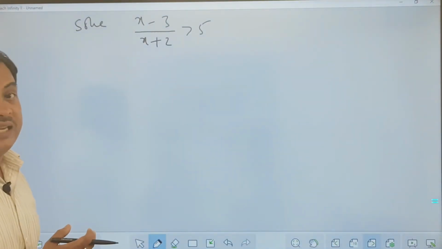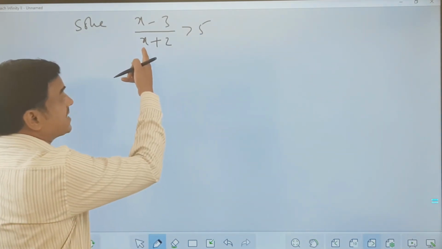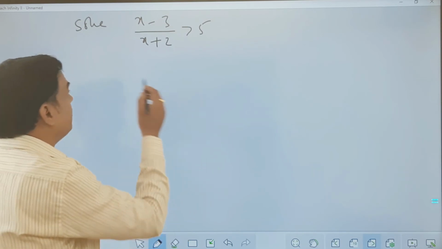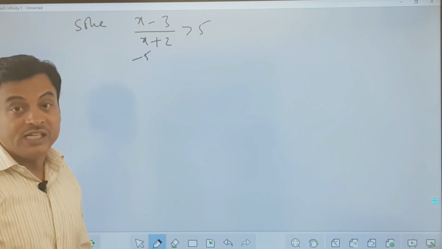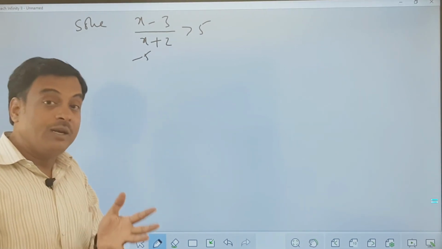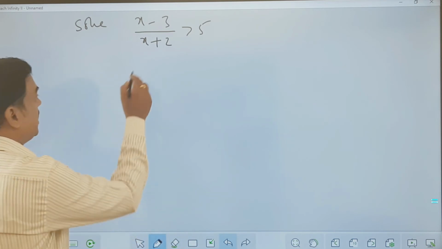Now this is again the same story, my friend. Can I cross multiply directly? No, because for some values of x, the denominator can be negative. For example, imagine x is minus 5. Minus 5 plus 2 is minus 3. So the denominator can be negative also. So I cannot directly cross multiply, that is my rule. So what should I do?